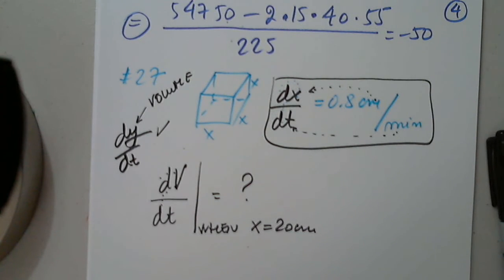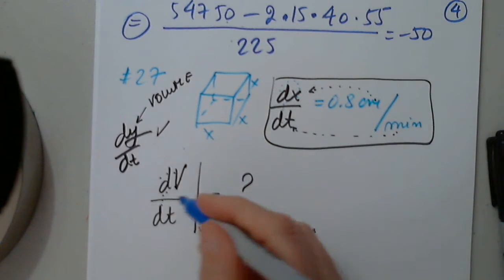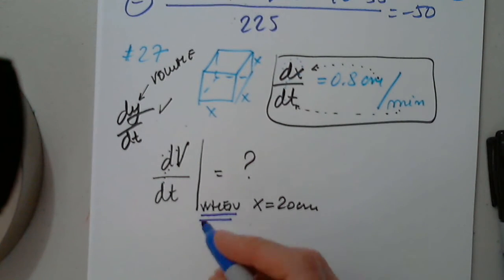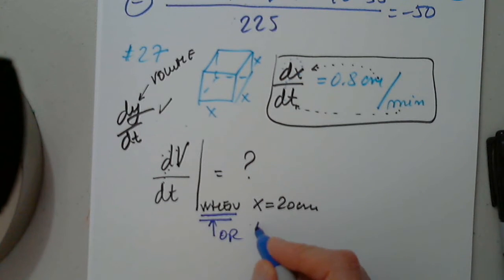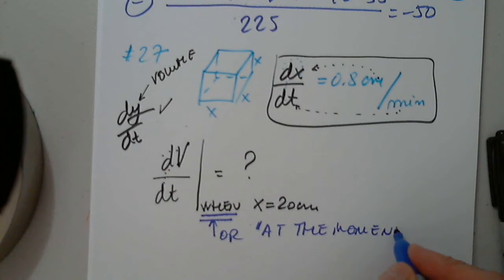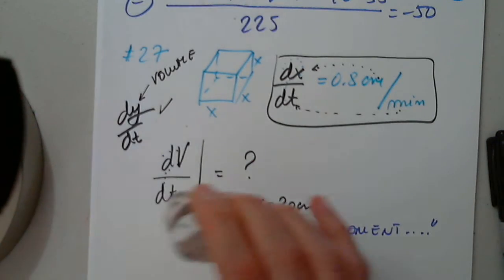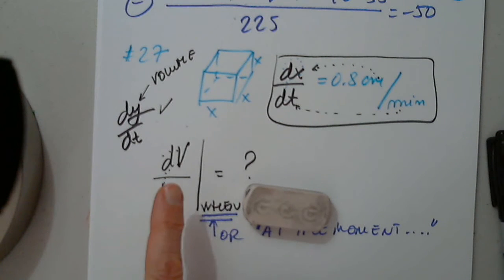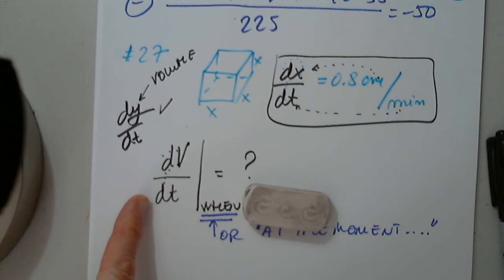Remember one thing. When we're asked to find something and the word "when" comes into play, or "at the moment," whatever follows after these, you cannot use in the problem till we get dv over dt. So that's why we did the technique first.